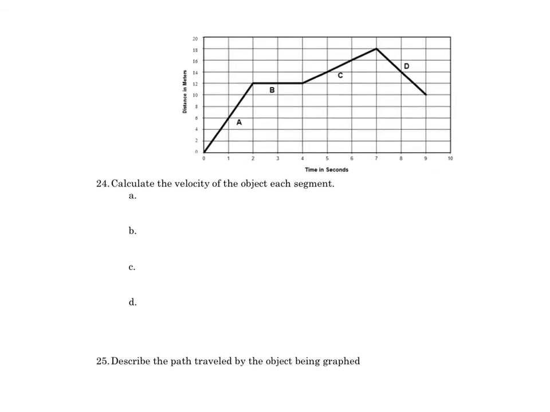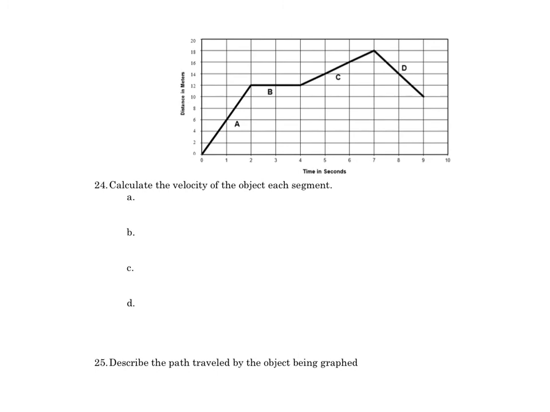And lastly, we've got this graph here. I need to calculate the velocity of the object at each segment. So segment A, segment B, C, and D. Okay, A has got a positive slope, so I can expect that to have a positive velocity. B has 0 slope, so this tells me it's not moving, so my velocity should be 0. C is a positive slope, which tells me it should be a positive velocity. And D is a negative slope, tells me it should have a negative velocity.